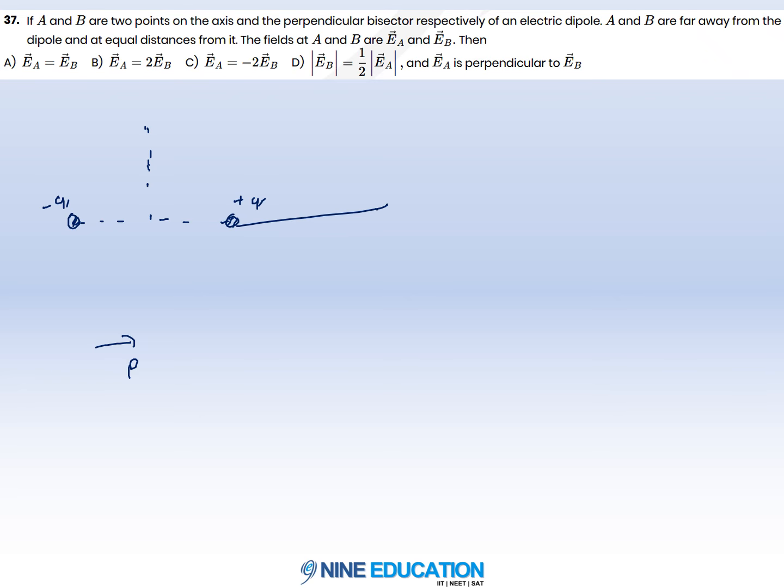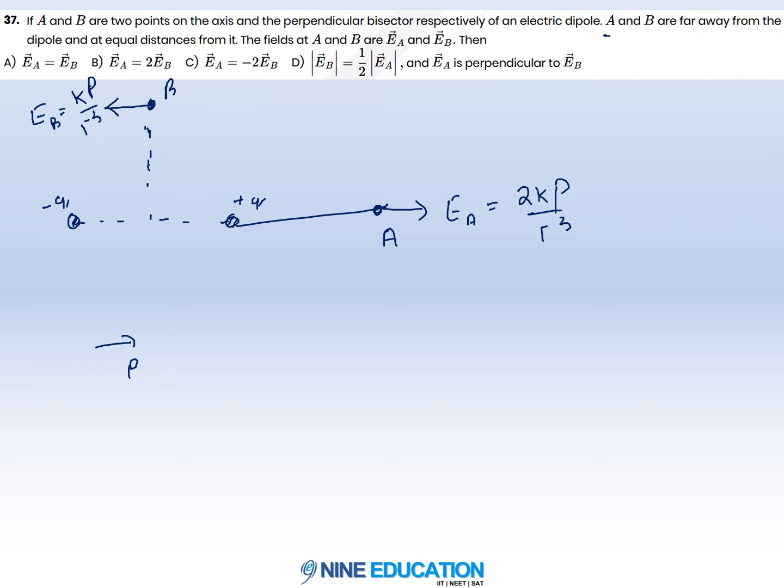So what you need to remember in this: these points are known as axial points. A and B are at equal distance from the dipole. Point A is on the axis and point B is on the perpendicular bisector. On the axis, the electric field is in the direction of the dipole, with value EA = 2kp/r³. On the perpendicular bisector, the electric field is opposite to the dipole moment, with value kp/r³.